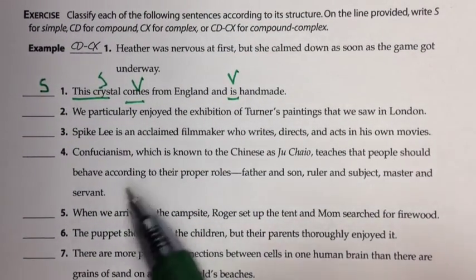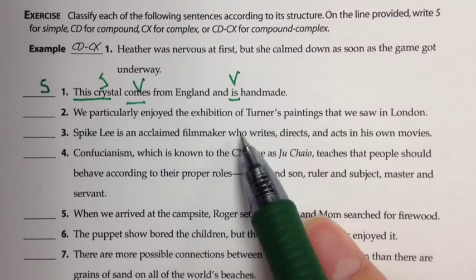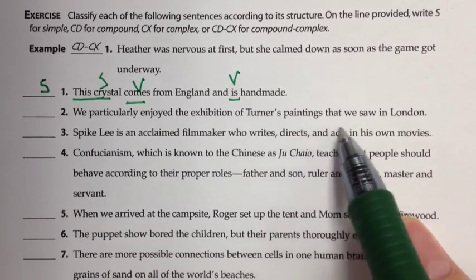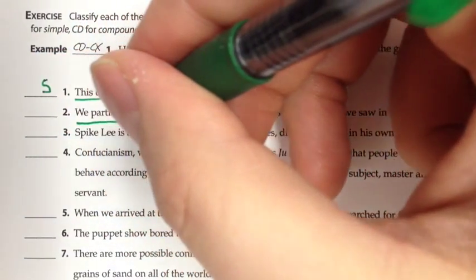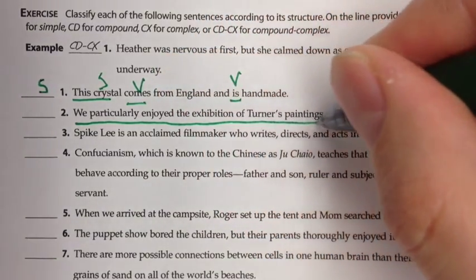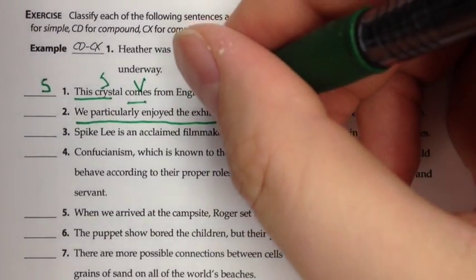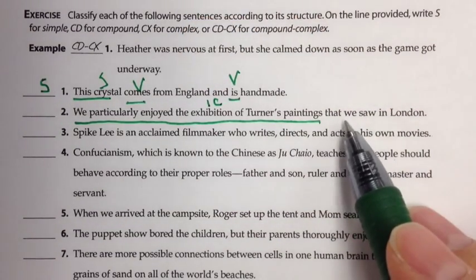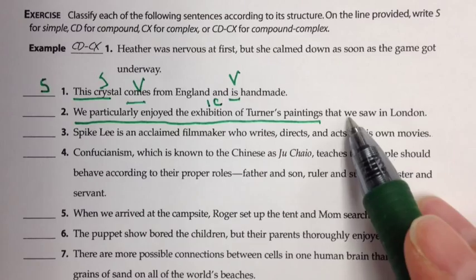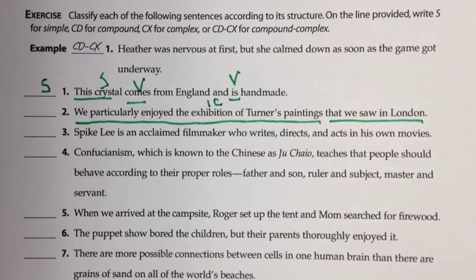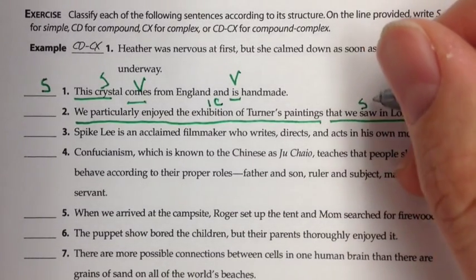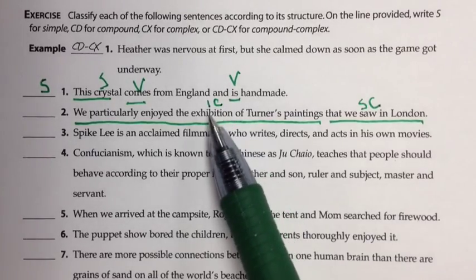Number 2. We particularly enjoyed the exhibition of Turner's paintings that we saw in London. So here we have an independent clause. We particularly enjoyed the exhibition of Turner's paintings. That could stand alone. That's our independent clause. But here we have we saw. We have another clause here. We have a subject and a verb. But that we saw in London can't stand alone in the sentence. So this is a subordinate clause. So we have one independent and one subordinate clause. So this is a complex sentence.